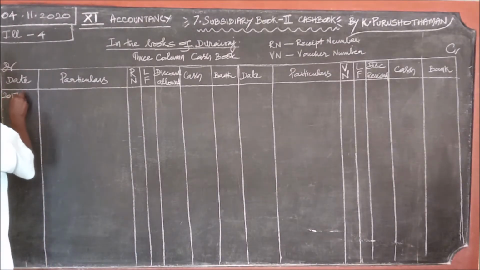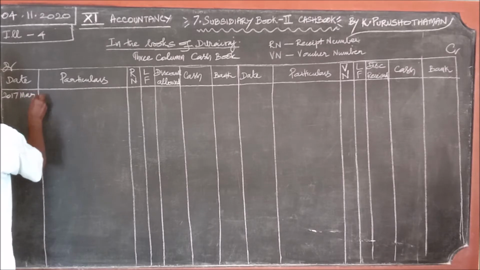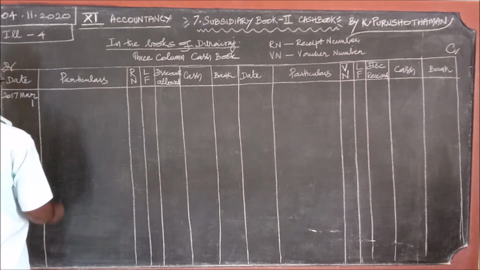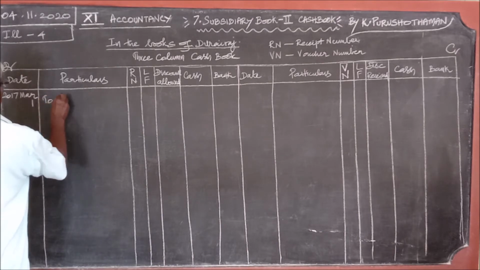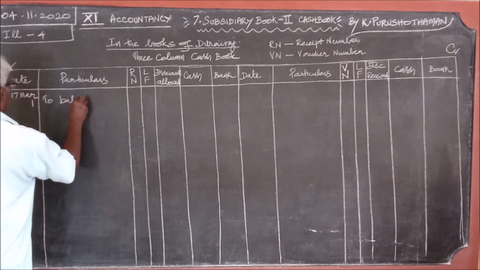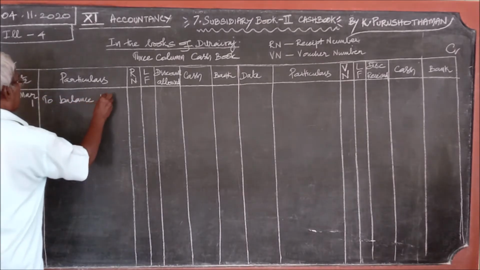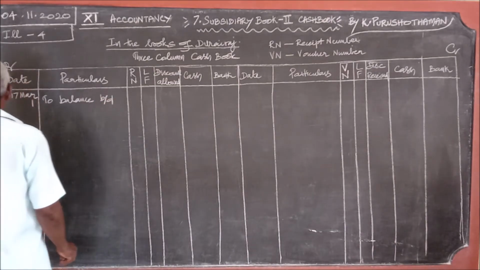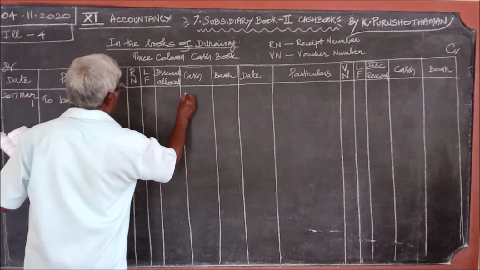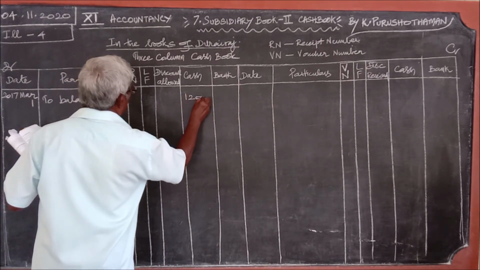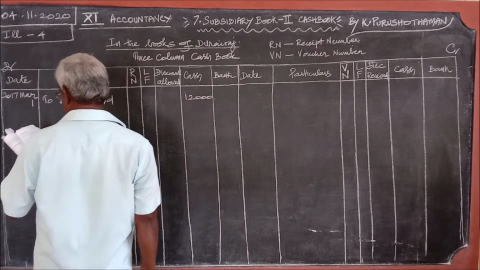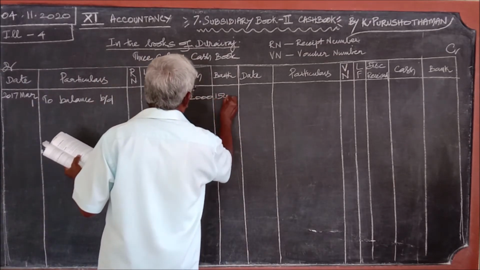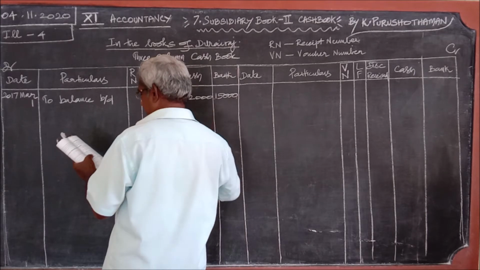2017 March 1st, cash in hand, cash at bank. These balances are written on the debit side, balance brought down. Cash balance 12,000, so in the cash column 12,000 and bank balance 15,000, therefore in the bank column 15,000.